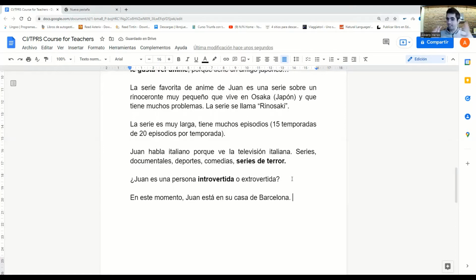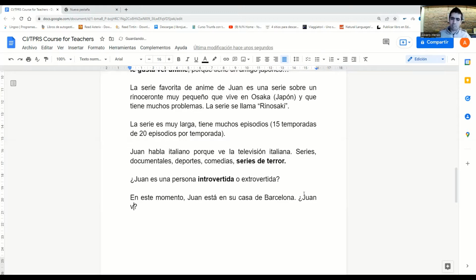And yeah, again, every moment you can use it to get more in depth about the specific details. So here I could just go on and keep talking about the situation, but because this is the first time I talk about his house in Barcelona, we can talk about more details, right? So en este momento Juan está en su casa de Barcelona, ¿sí?